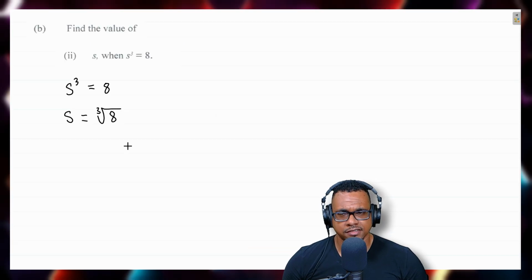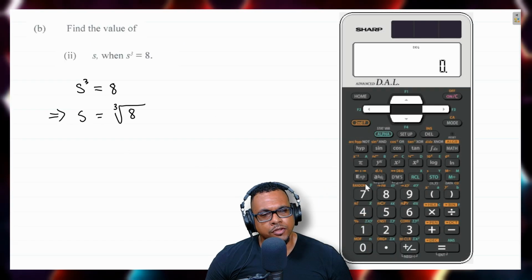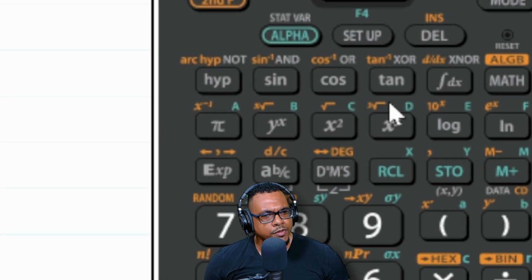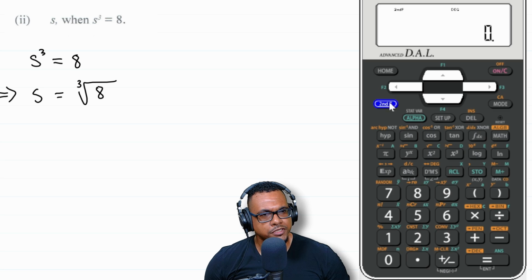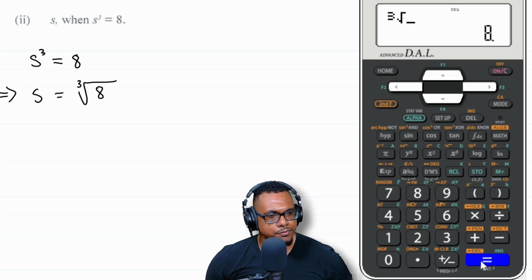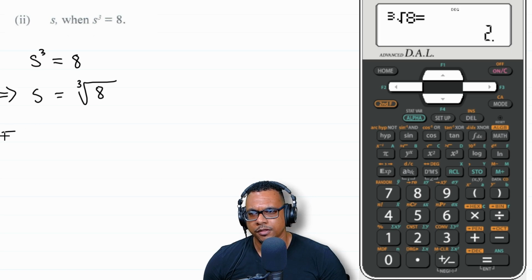But we can use the calculator and solve it. So on my calculator, the cube root button is the second function of the x cube button. So I'll press second function first, then the x cube. You see the cube root comes up. Then I'll put 8, press equal, and I get 2. So therefore, that would imply that s is equal to 2.